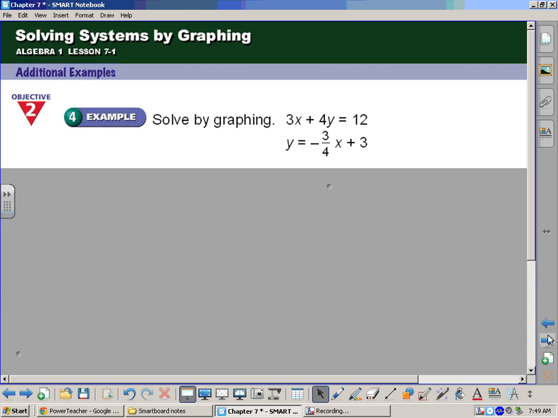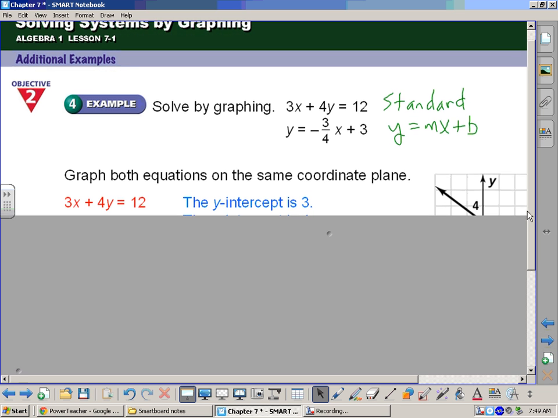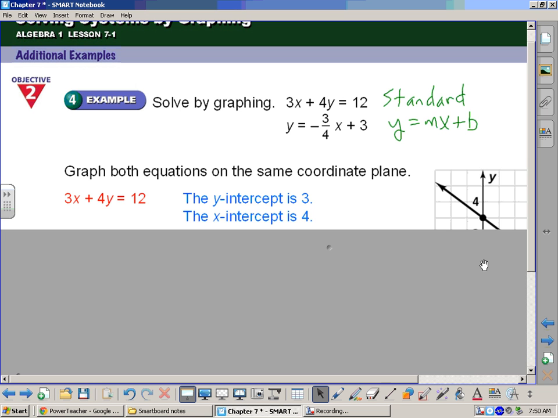We have two equations here, 3x plus 4y equals 12, and y equals negative 3/4 x plus 3. And with this one, notice that the equations are in two different forms. The first one is in standard form, and the second one is in y equals mx plus b, or slope-intercept form. So we're going to graph the first one by identifying the intercepts, and we can use our standard form to do that by making x 0.